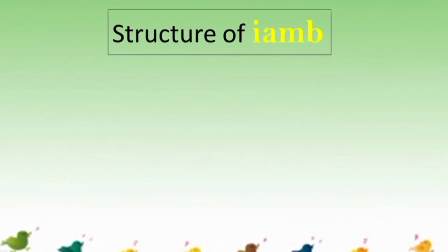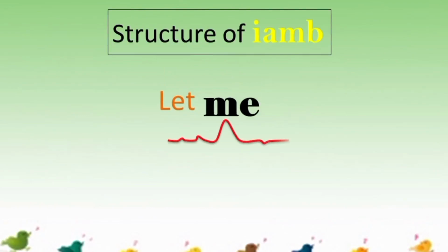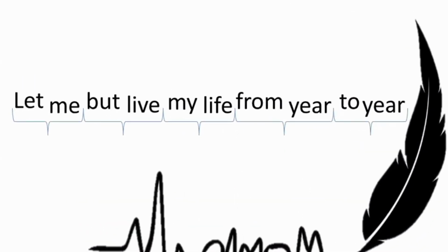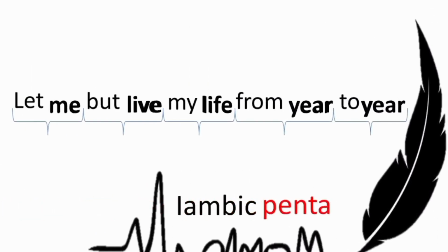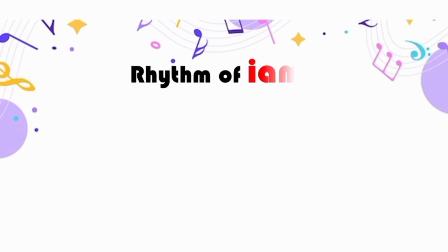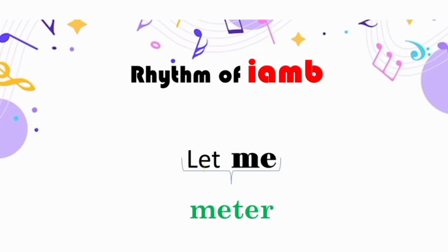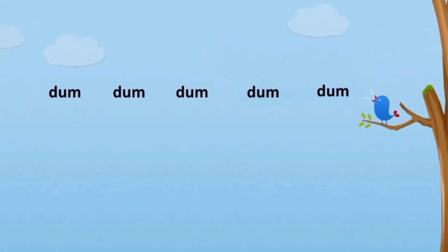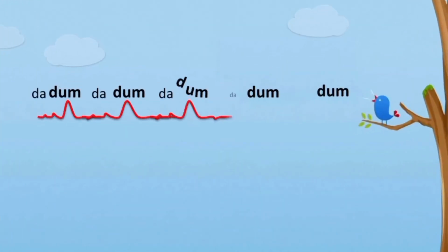If the foot has one unstressed syllable followed by one stressed syllable, we call it an iamb. Here we got an iambic foot of 5, that is penta. This foot has a rhythm known as meter. The rhythm of iamb is da-dum. So the rhythm of iambic pentameter is da-dum, da-dum, da-dum, da-dum, da-dum.